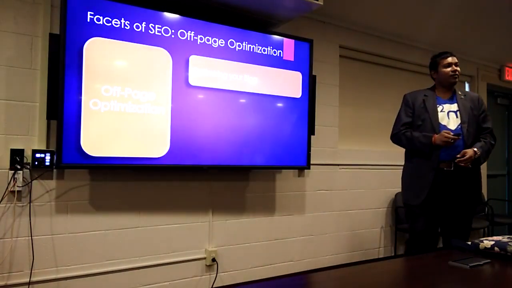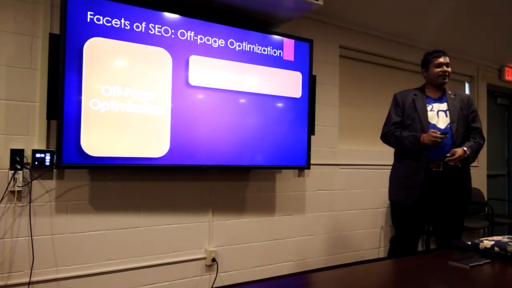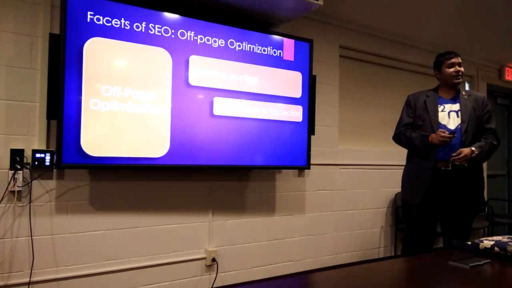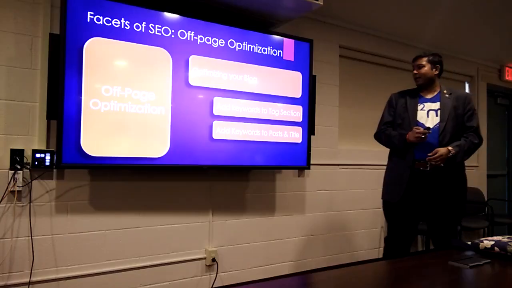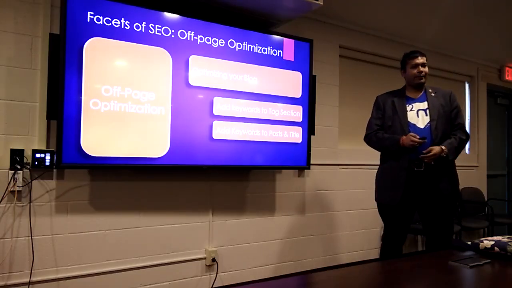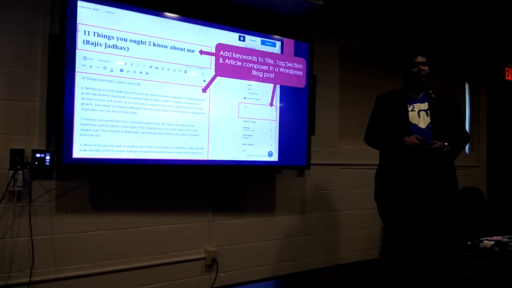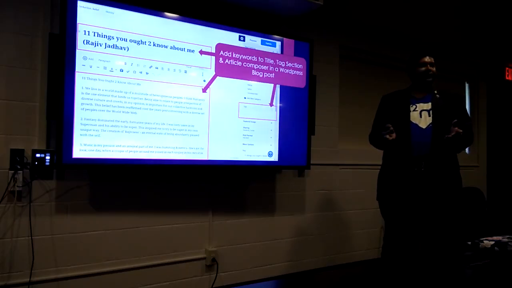Other facets of off-page optimization are optimizing your blog, adding keywords to the tag section, and adding keywords to the post and title, like I mentioned earlier. So this is what it looks like on a blog. It could be any blog; in this case, I've used WordPress as an example. The top part is the title part, so that's one place for you to add your main keyword.